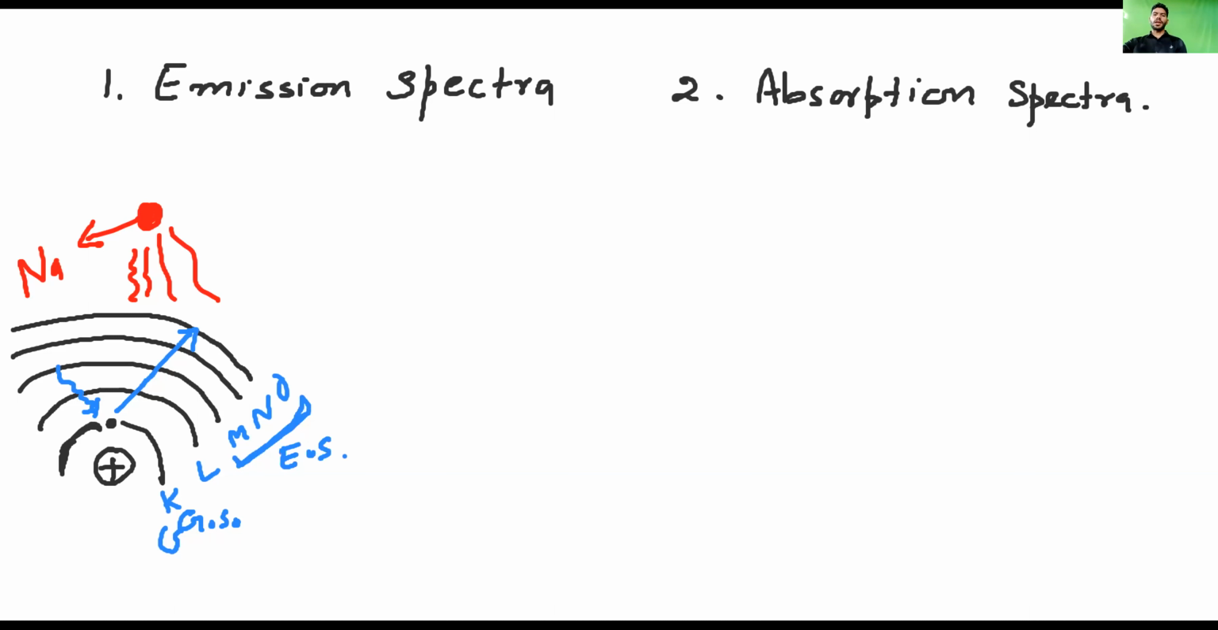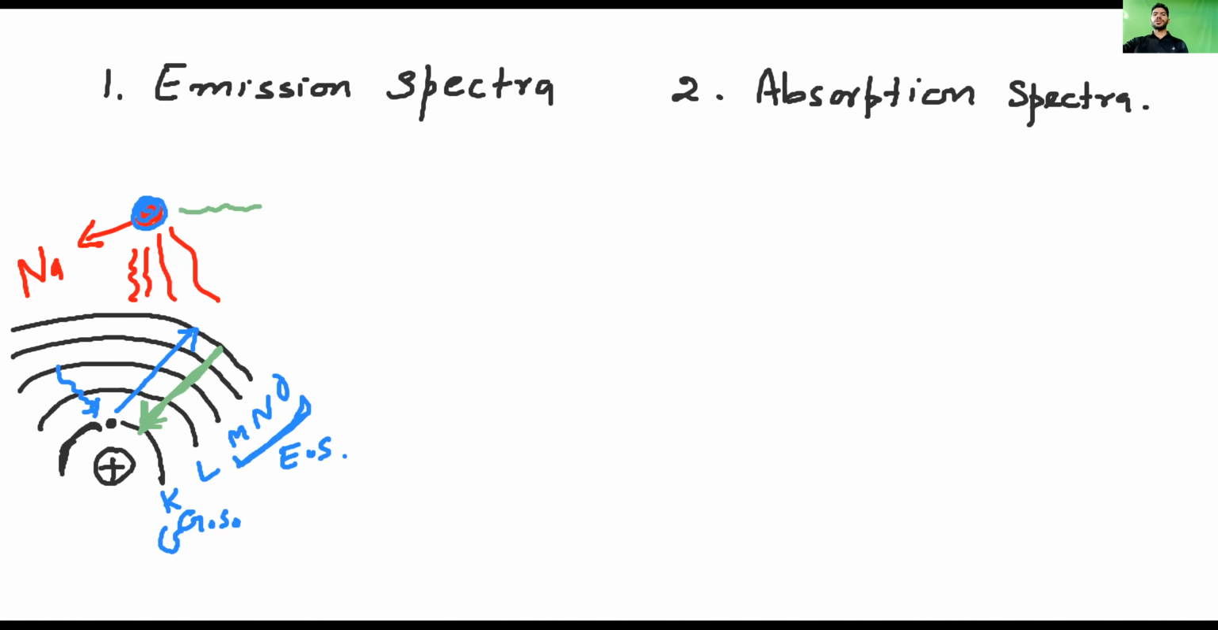Excited state. So what happens now, when you just heat the sodium, the electron gets excited. And when this electron comes back, it will emit radiation in the form of light. So when this electron comes back from the excited state to the ground state, why does it come back? Because in the excited state, it's unstable. So that's why the electron comes back. When this electron comes back from, let's say, O shell to the K shell, it will emit radiation.